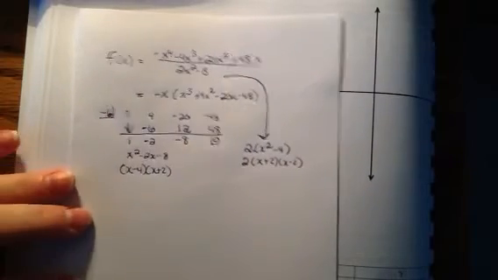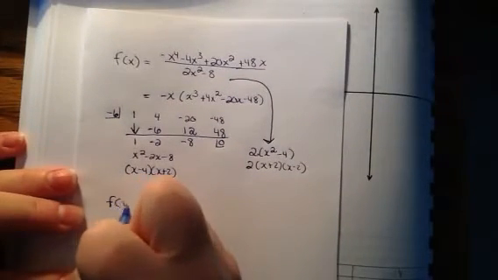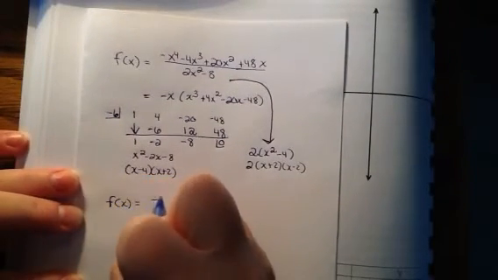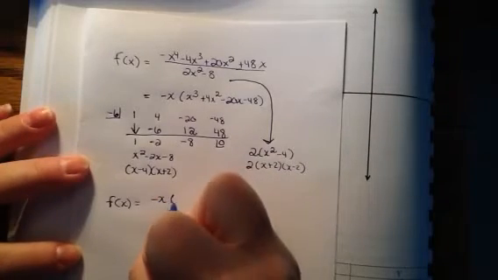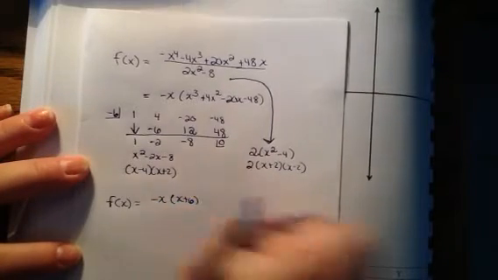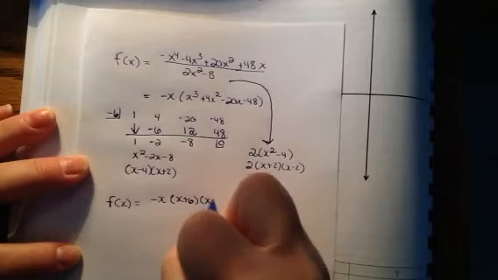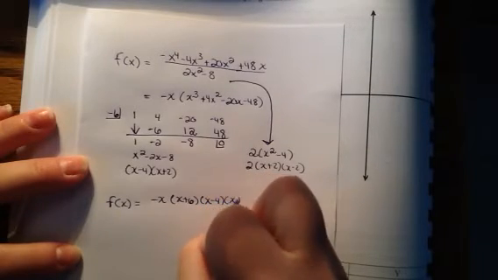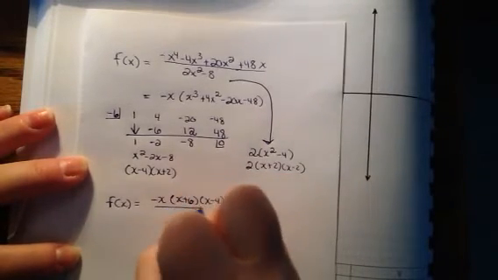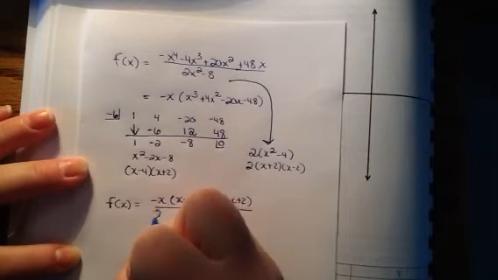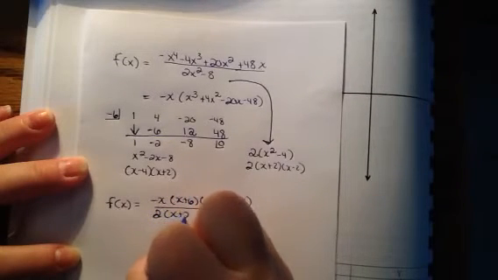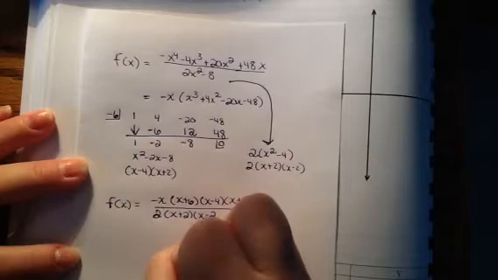So step 1 in this process is to get the numerator and the denominator all factored out. I have my negative x that I pulled out, then my x plus 6 in my numerator, and then my x minus 4 and my x plus 2. And on the bottom I have 2, x plus 2, x minus 2.